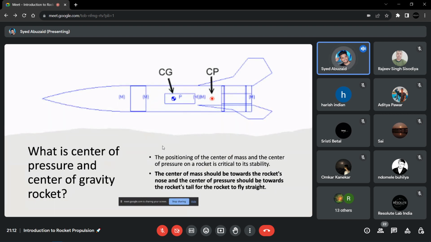Okay. So the positioning of the center of mass and center of pressure in rocketry is critical to its stability. The center of mass should be towards the rocket's nose, and the center of pressure should be towards the rocket's tail for it to fly straight. This is the reason, because the rocket is basically a vertical takeoff. So for a vertical takeoff, the center of gravity must be fixed in the center of the rocket, because the mass above and below must be equally distributed. That's why the center of pressure and the control system are at the downside, because that creates the drag and provides the direction to the rocket.